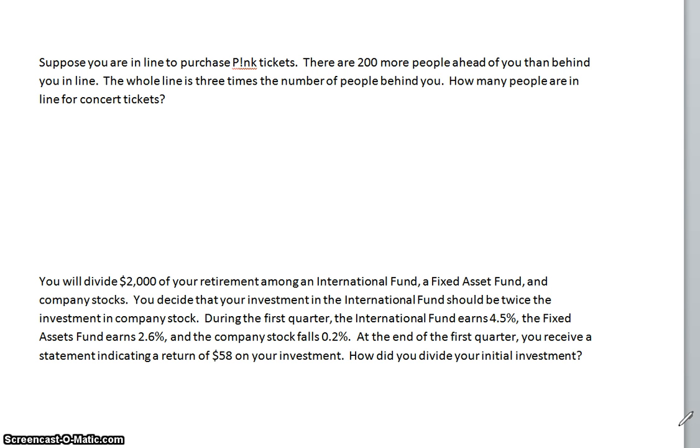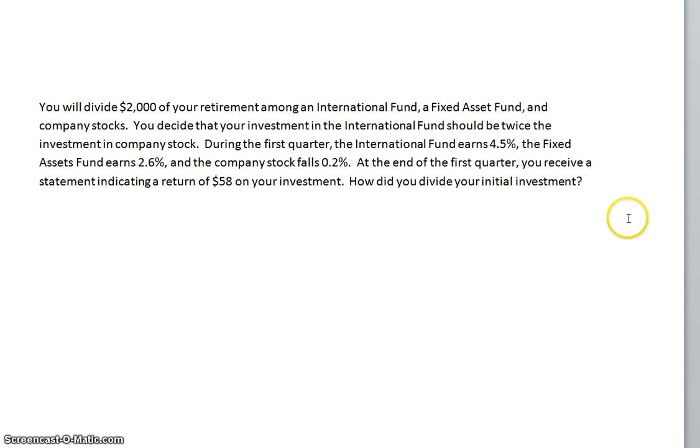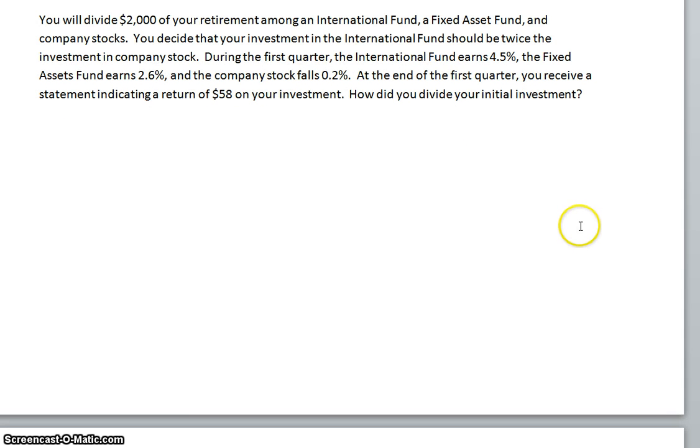And for the next two, I'm actually just going to find the equation and then use the calculator to solve it. Okay, so we're looking at this here, and again, you read the problem and you can get all this stuff here. So I'm going to say the international fund here is X, the fixed asset is Y, company stocks is Z. If I add all three together, I'm going to get my total investment.